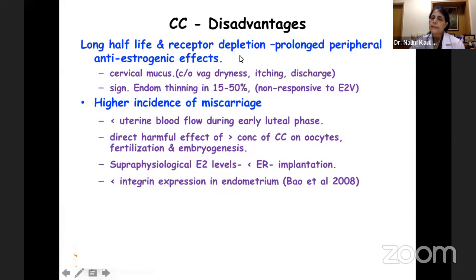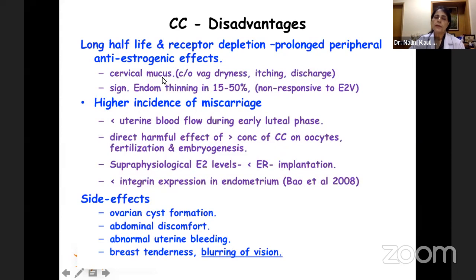Now, one of the greatest disadvantages with clomiphene is its anti-estrogenic effect. You will find women who have been on multiple cycles coming in complaining of vaginal dryness, itching, discharge. 15 to 50% will have a thin endometrium, which is non-responsive to E2V. And let me tell you that it takes many, many cycles for this effect to go away and for the endometrium to actually start rebuilding to its natural thickness. So that is one of the disadvantages.